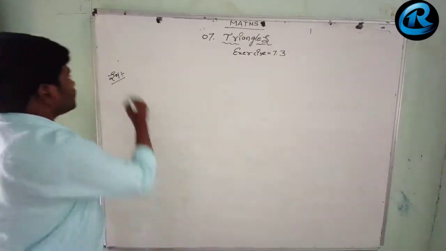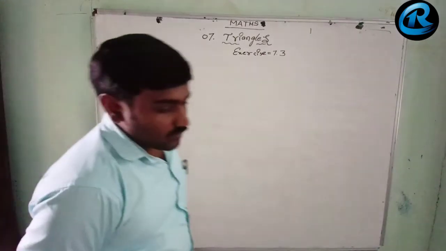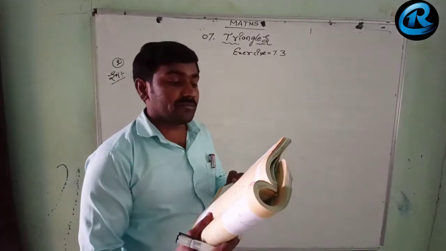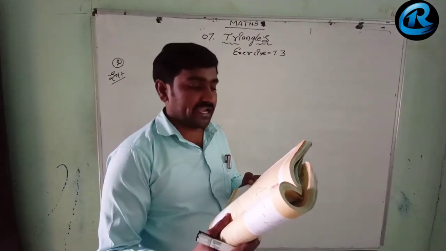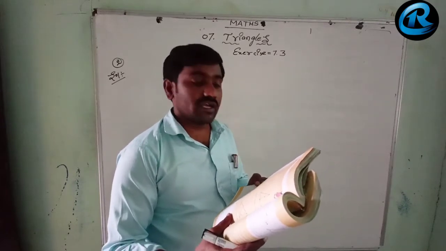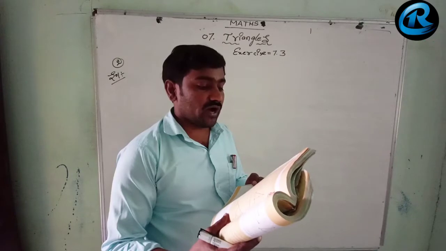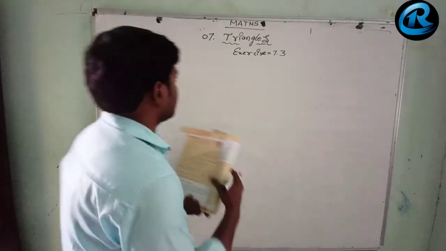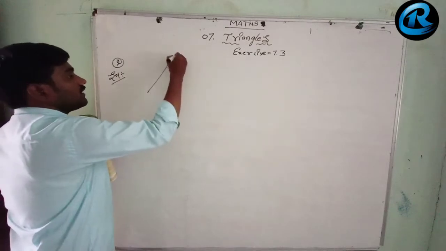The second question. What is the second question now? Two sides AB, BC and median AM of one triangle ABC are respectively equal to PQ, QR and median PN of triangle PQR. Okay, this is simple.